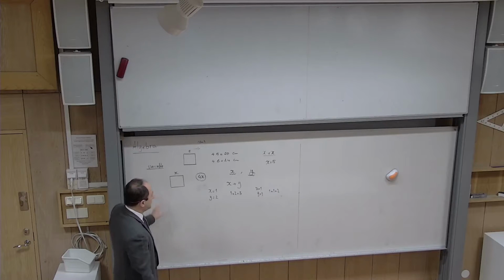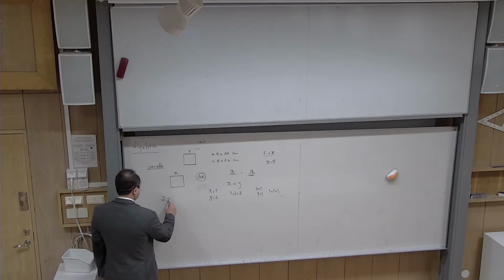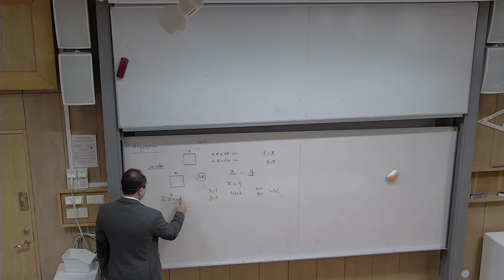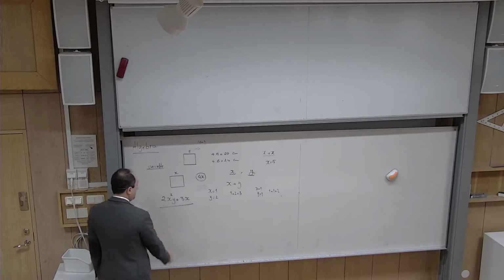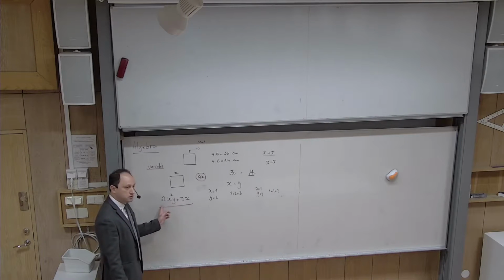Okay, so for example, something like this: 2x to the power of 2y plus 3x. This is an algebraic expression. Yes? So how many variables do you see in this algebraic expression? 2 variables. This x appears here. This is x to power 2, which is meaningful.